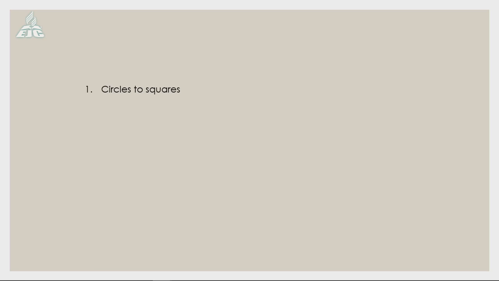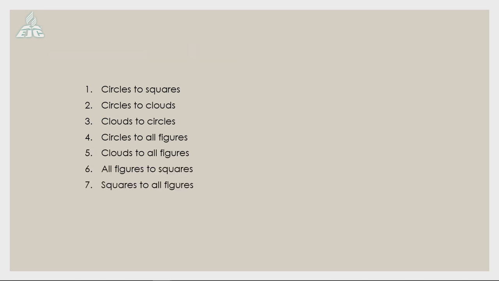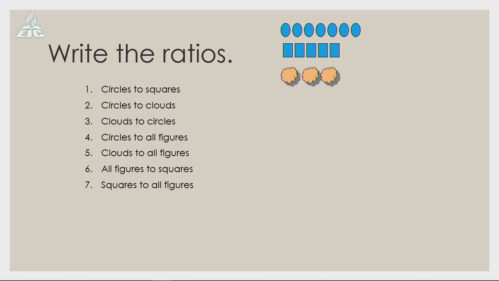Now we're going to do an example together. On the screen, you're seeing how many circles? Count them with me. You would have seen 7 circles. How many squares? There are 5 squares. Very good. And how many clouds? That's my clouds. Don't laugh, I know you can do better. There are 3 clouds. Okay, very good.